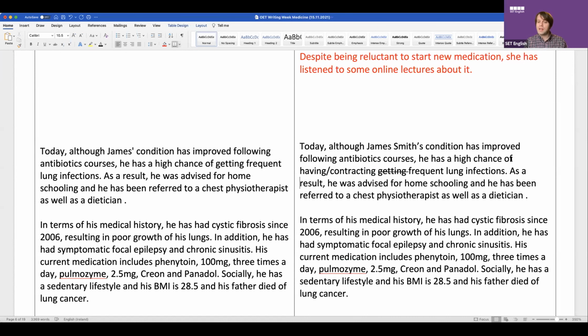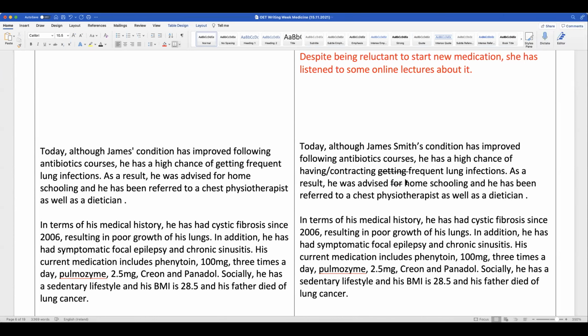As a result, he was advised for. Advised for? Advised to. No, not to. To do, to go. It was just discussed. It was not told to go and do it.